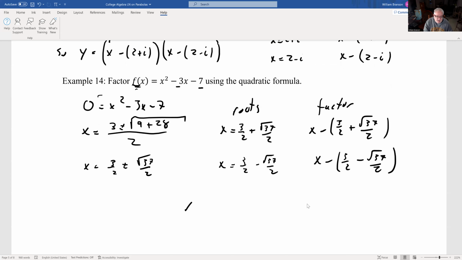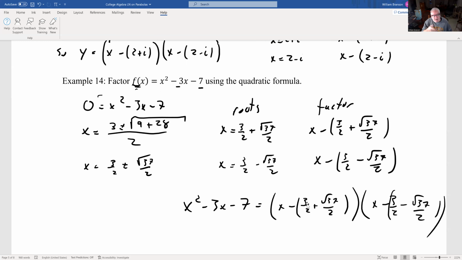So we have now factored x squared minus 3x minus 7. It's x minus 3 halves plus square root of 37 over 2 times x minus 3 halves minus square root of 37 over 2. And there's our factorization. So all quadratic formulas can be factored. All quadratic equations can be factored.